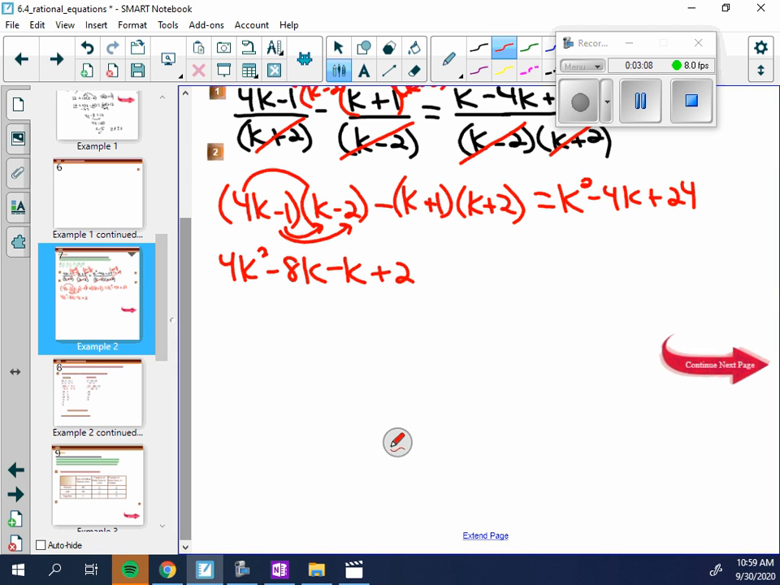Okay, now this one's a little bit tricky. When you go to distribute this, do you see how you get k squared? But it's got to be a minus k squared. Then when you get 2k, it's got to be a minus 2k. Then when you get 1k, it's going to be a minus 1k. And then when you get this 2, it's a minus 2. Okay?